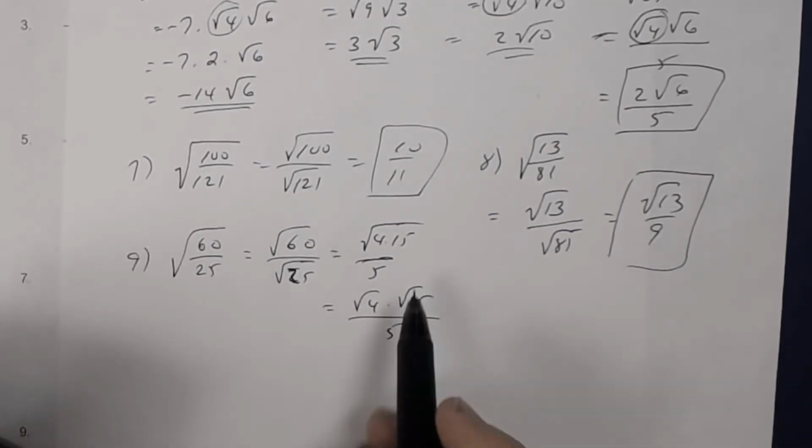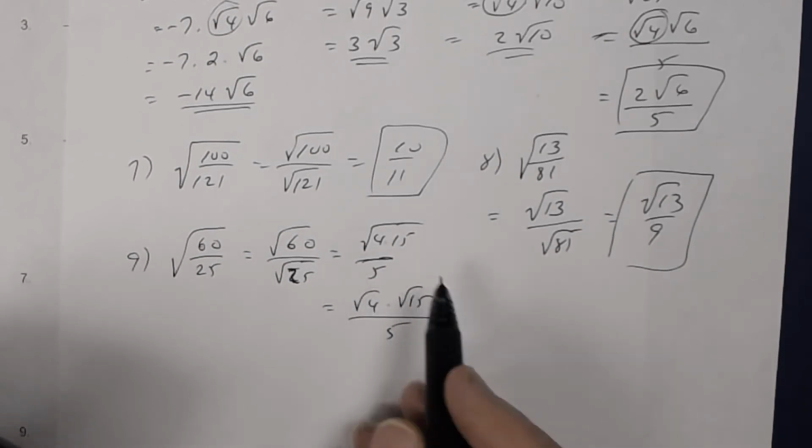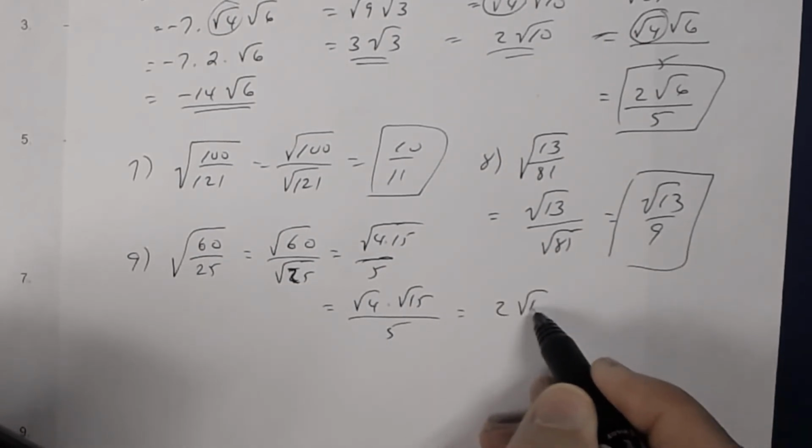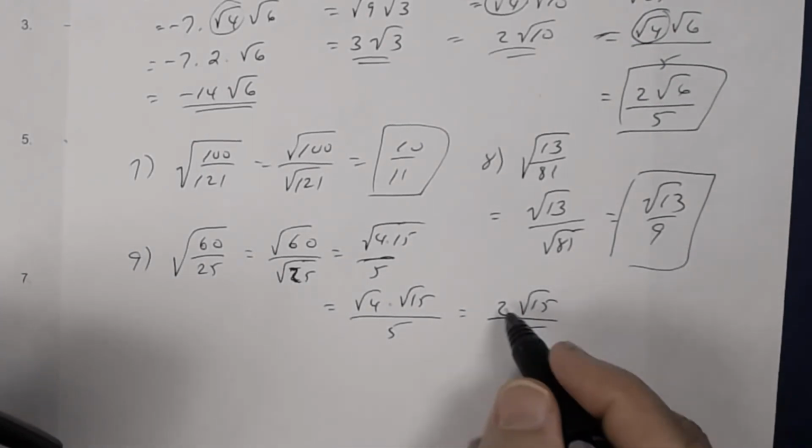So don't stop there. Remember, you know what the square root of 4 is. Don't leave it at the square root of 4. You know the square root of 4 is 2. So you've got to say 2 square root of 15 over 5. And then you're done at this point.